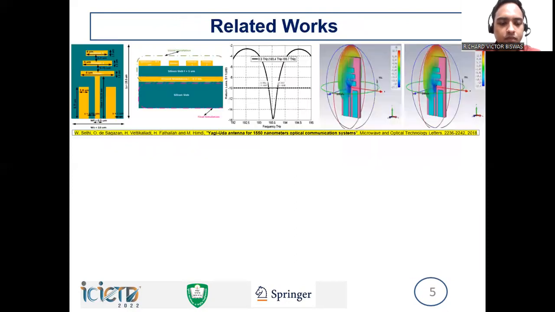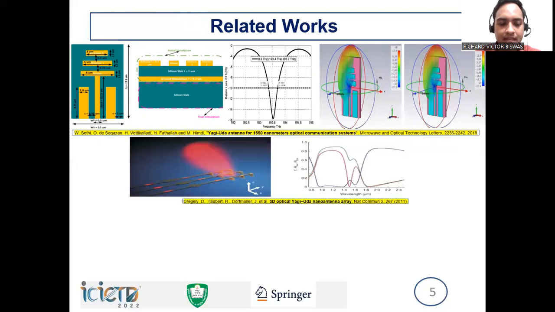Related works. W. Shetty et al. proposed a Yagi-Uda antenna for 1550 nanometer optical communication systems. This nanoantenna achieves an impedance bandwidth ranging from 193.37 to 193.71 terahertz at a center frequency of 193.5 terahertz, with a high gain and directivity of 12.9 and 16.6 dB respectively.